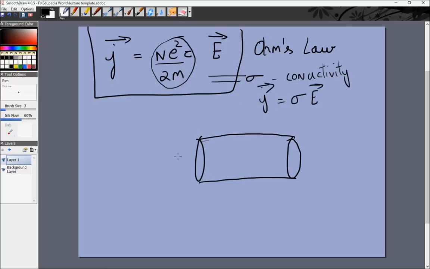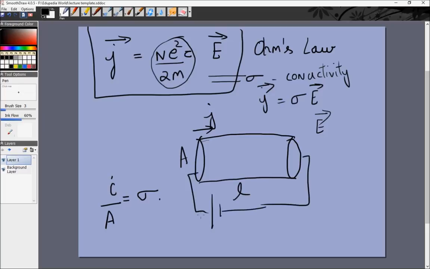But if this area is A, this length is L, a current I is flowing in this direction and an electric field E is here, then we can actually write it in a different way as well. J can be written as the total current flowing, I, divided by the area. That is equal to sigma times the electric field. The electric field can be written as, if these 2 points have a potential difference of V, then the electric field will be V by L.